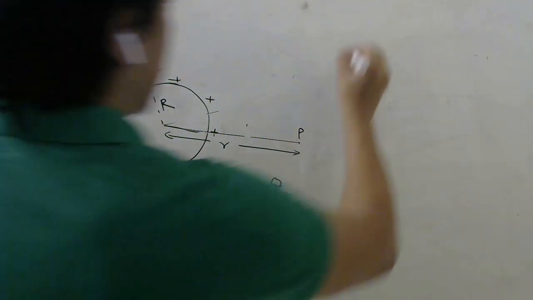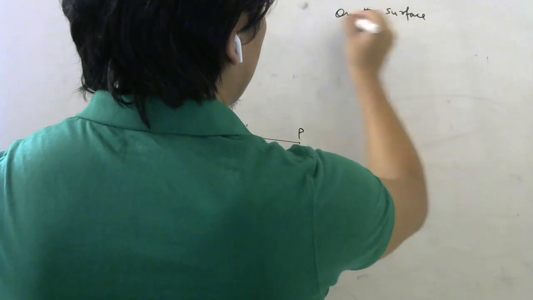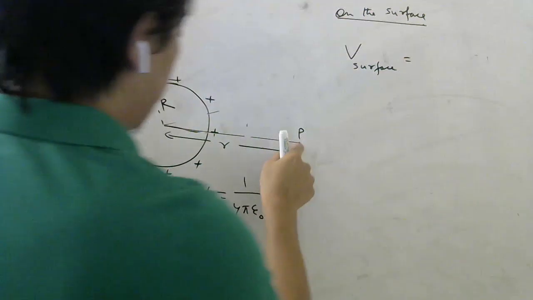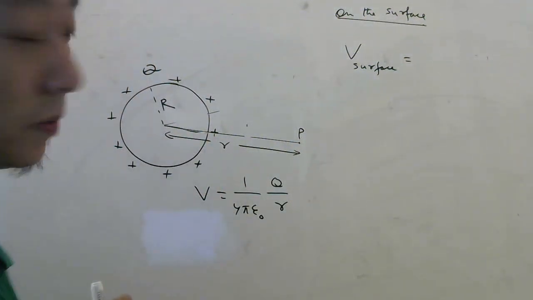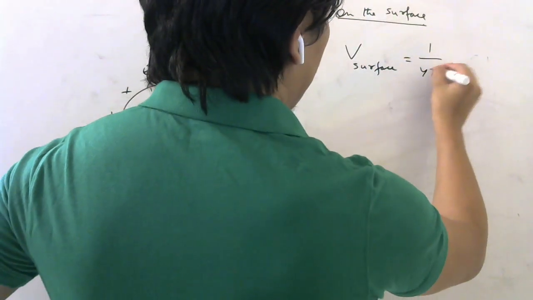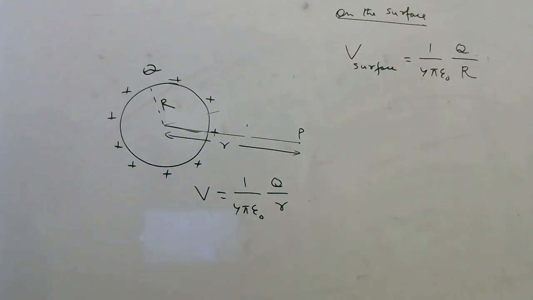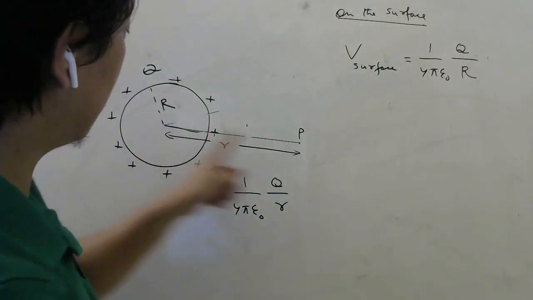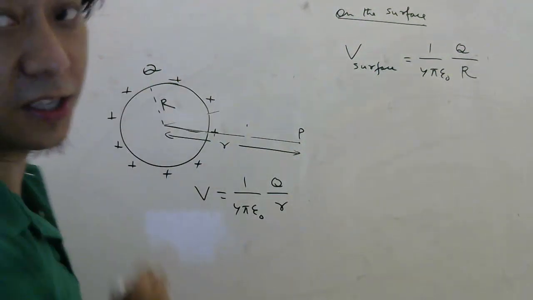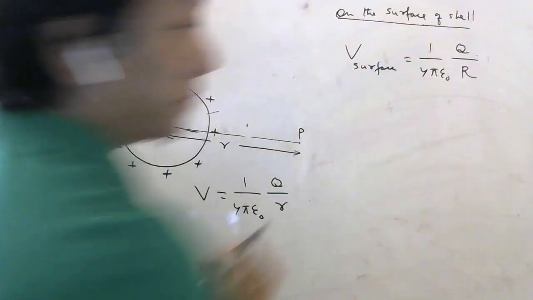Now students, look carefully. Suppose I want the potential on the surface. If this P was on the surface, then your small r will become capital R. So potential on the surface will be 1 by 4 pi epsilon naught capital Q divided by capital R, but not small r. Small r is the distance from the center to the observation point. Capital R represents the radius of the shell. So on the surface of the shell, this will be the potential.